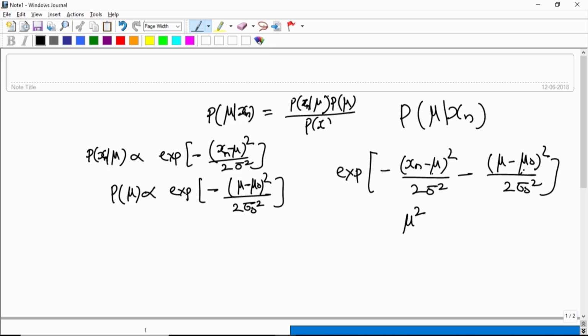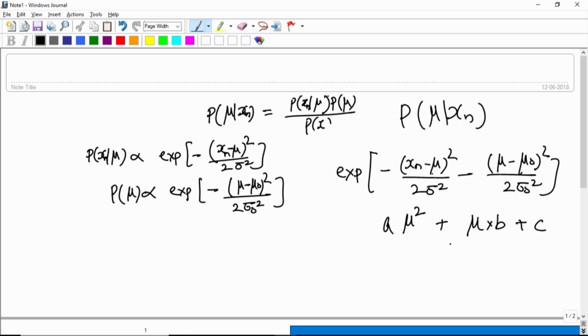So overall, you will have terms in mu that are quadratic in mu, and then terms that are linear in mu, right? So you'll have something like a times mu squared plus mu times b. Okay, so this is what you will have. Plus you'll have something like c here. Okay, c will not depend on mu.